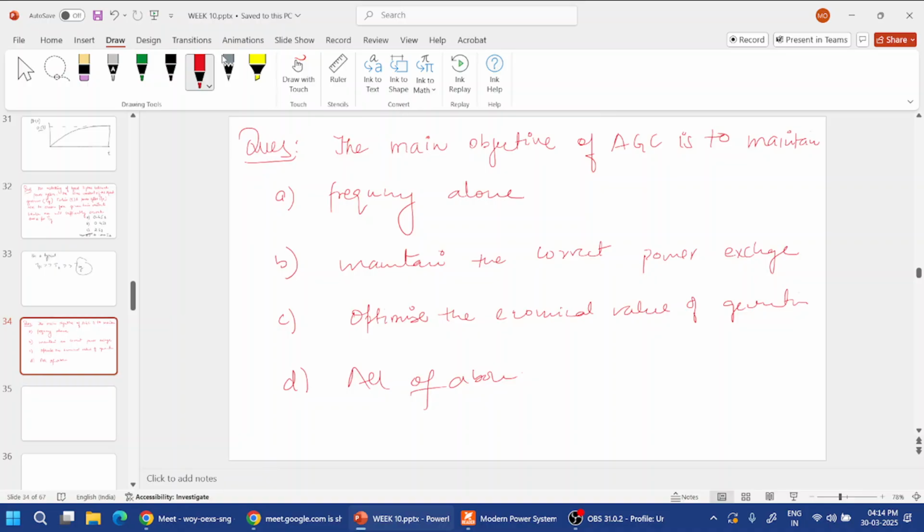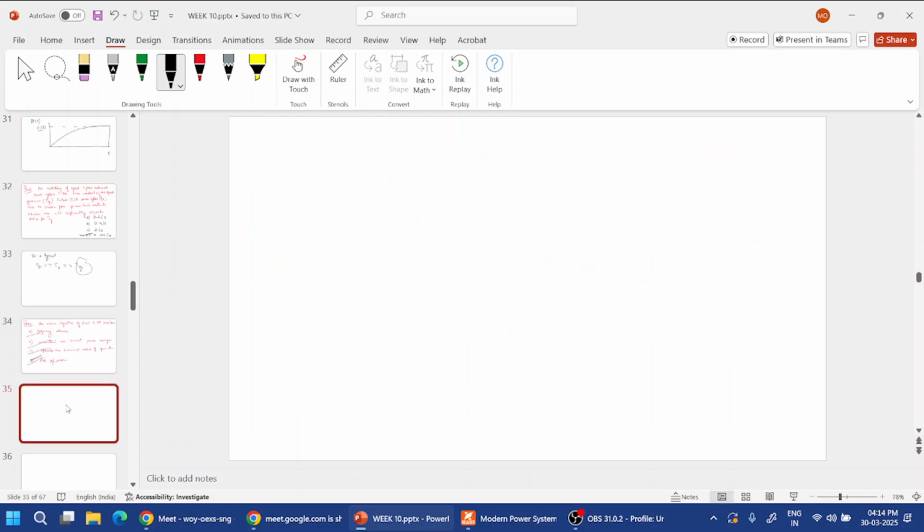So AGC has to maintain the frequency, maintain the correct power exchange and optimize the economics. So we can say all of the above.